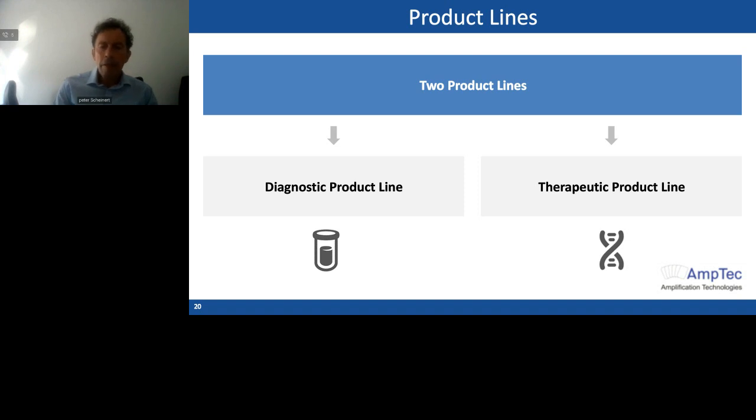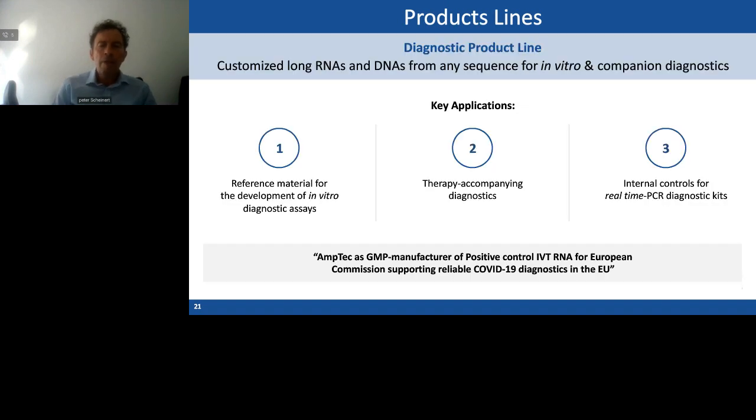On the next slide, you can see that we have listed some key applications, at first for the diagnostic product line. So the main application for this product line is use as reference material for development of in vitro diagnostic assays, or therapy companion diagnostics, or companion diagnostics, in other words. Also as internal controls for real-time PCR diagnostic kits.